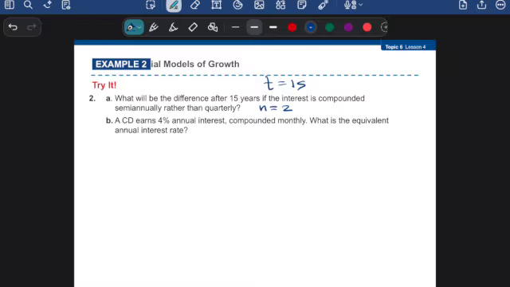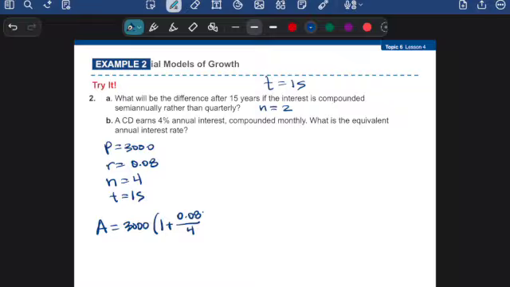Okay, so p is still 3,000. The interest rate is still 8%. Okay, and I'm going to compare quarterly again. And we're going to look at 15 years. So I'll do quarterly first. So if we plug this into our formula, A equals 3,000 times 1 plus 0.08 divided by 4, to the 4 times 15. Don't forget to multiply by n. Okay, and we can do our calculations.